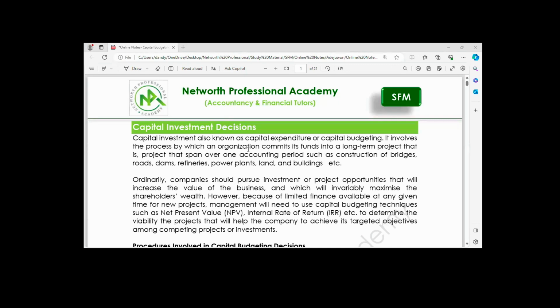What do you understand by capital budgeting? Capital budgeting is also known as investment appraisal, capital expenditure, or capital investment. It represents the process by which an organization commits its funds into long-term projects. When you say long-term projects, we simply mean projects that span over one accounting period. Any project that will last for more than 12 months represents capital budgeting.